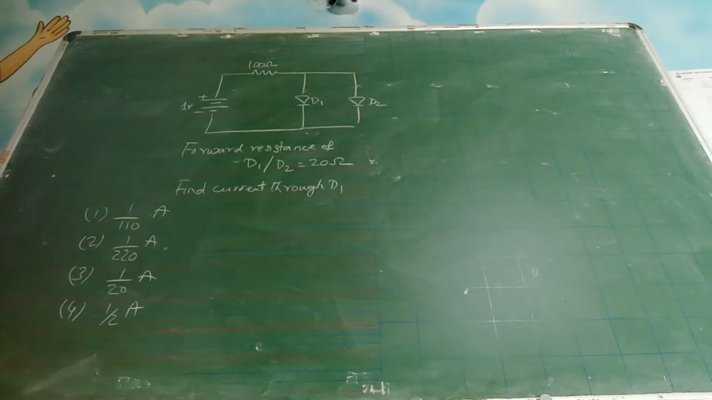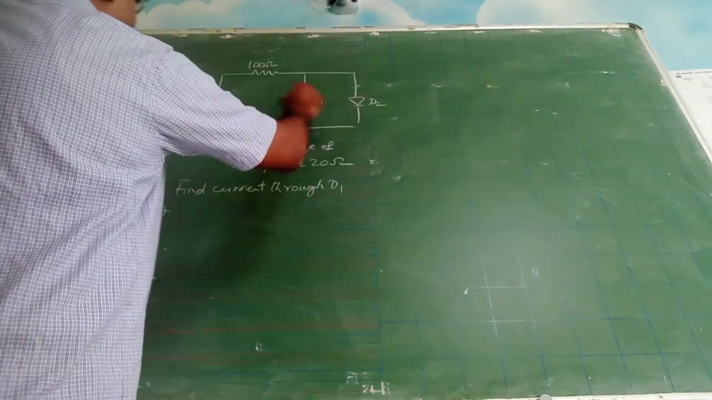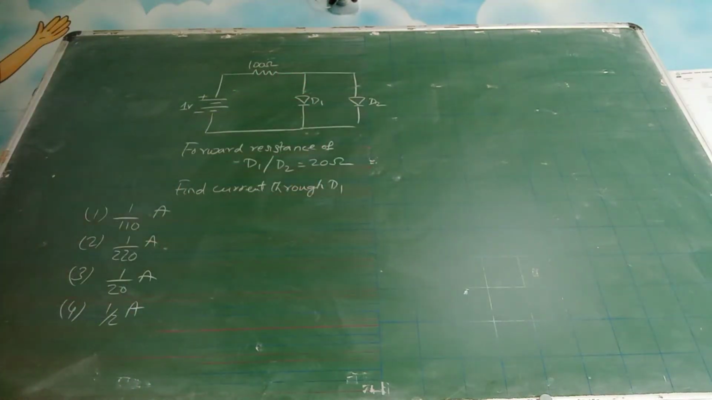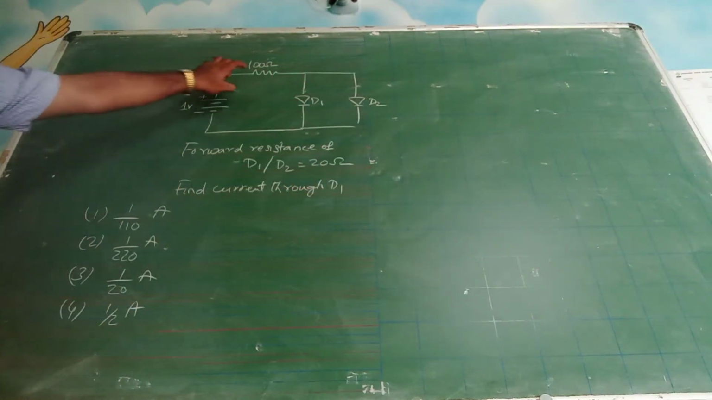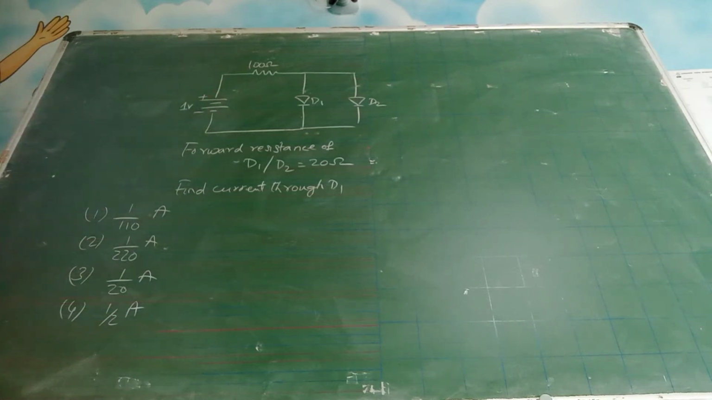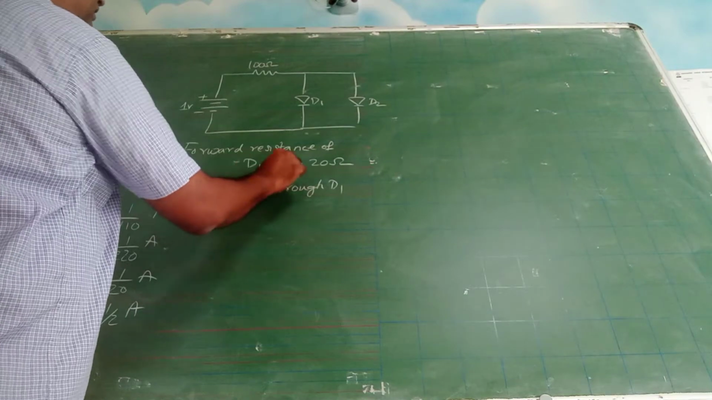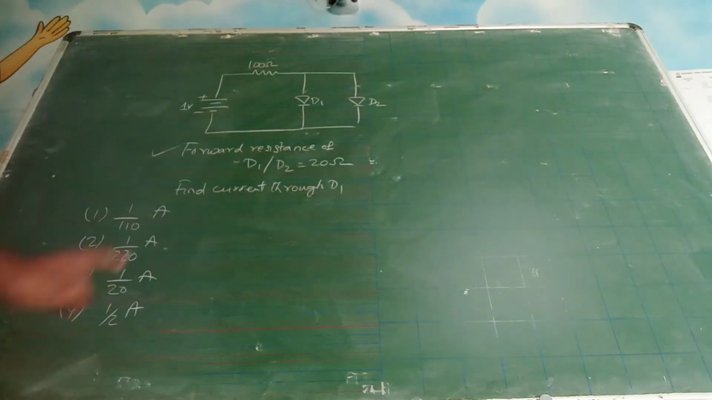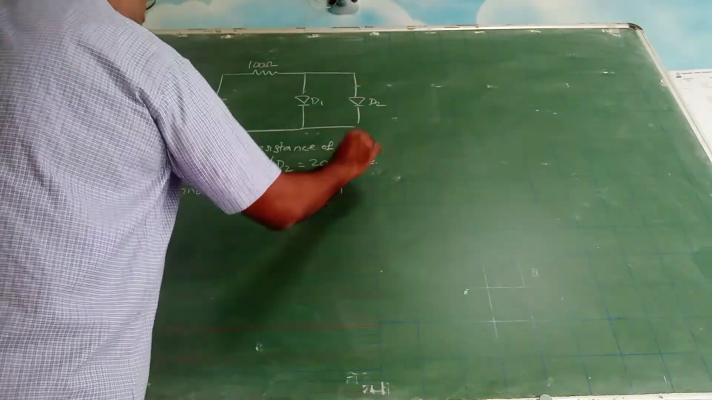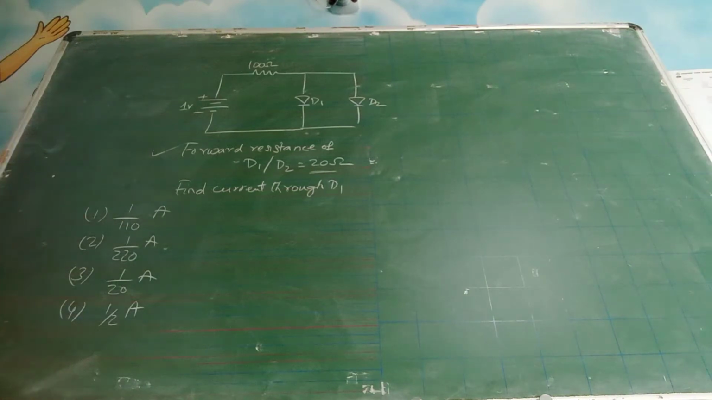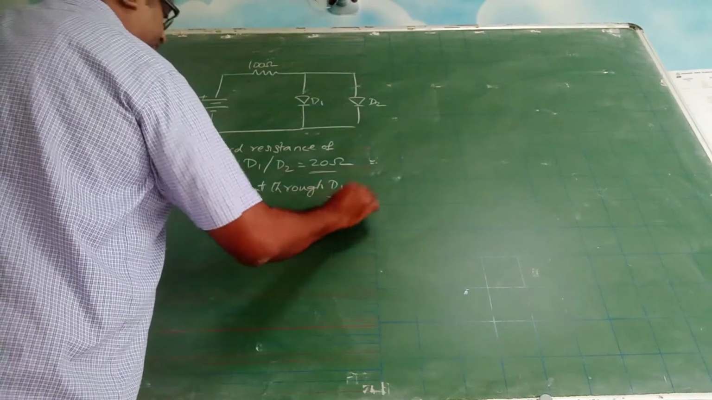Next question. See, a circuit is given like this, in which there are two diodes kept as shown in the figure. There is a 1 volt battery and a resistor put over there, and it is given in the question that the forward resistance of D1 and D2 is 20 ohms. D1 and D2 are diodes. Now find the current that is passing through D1.